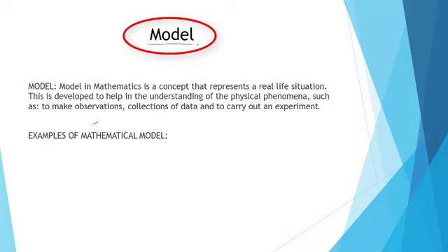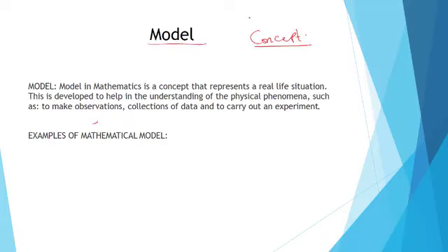What is a model itself? We've been talking about modeling. Modeling is a process, while a model itself is a concept. I think that's a major difference between modeling and a model. A model in mathematics is a concept that represents a real life situation. It is developed to help in the understanding of a physical phenomenon, such as to make observations, collect data, and carry out experiments.